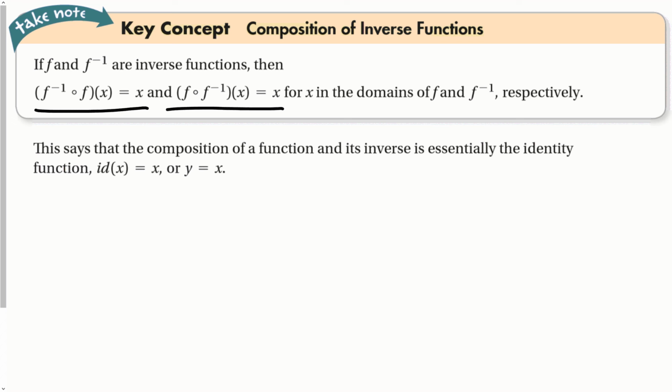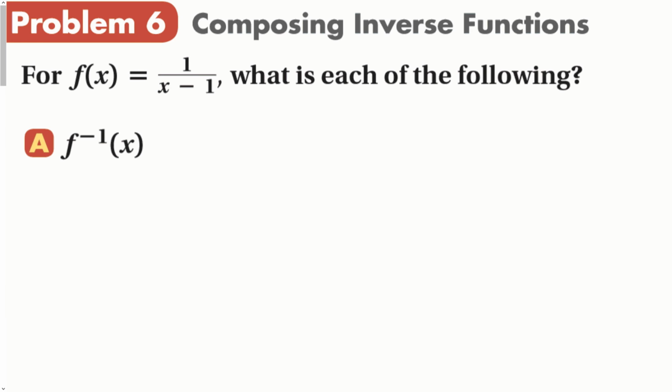Okay, so if you had two functions and you want to say, hey, are these two things inverses of each other? You plug one into the other and see if you just get the variable by itself, and then you do it the other way. So with a function like this, let's find the inverse first. To find the inverse here, we would say y is equal to 1 over x minus 1. I would switch x and y, and then get y by itself.